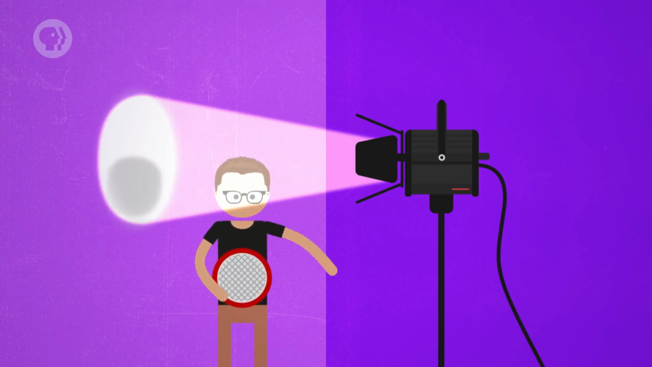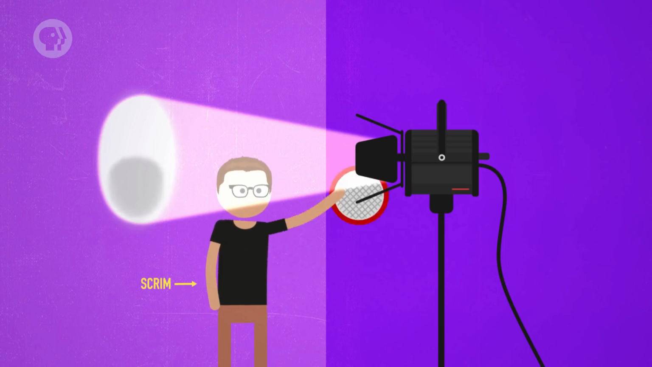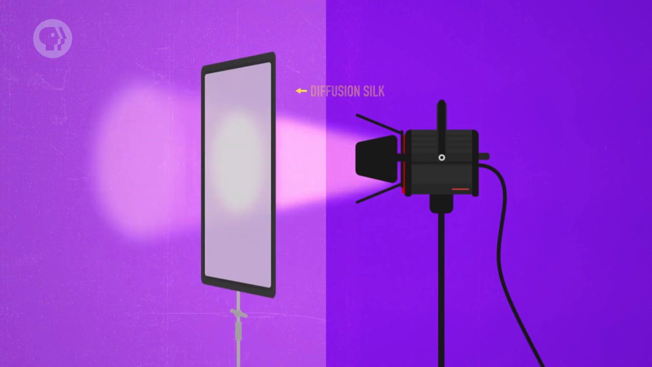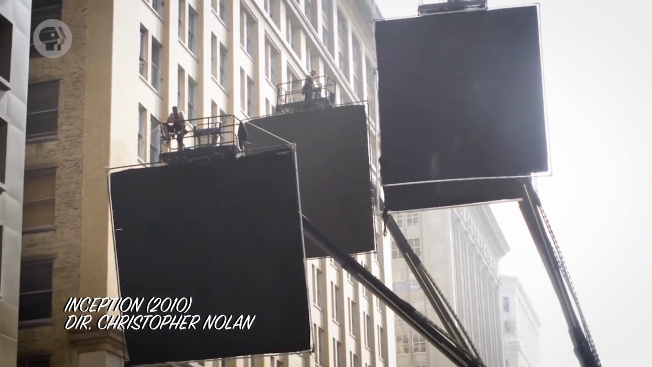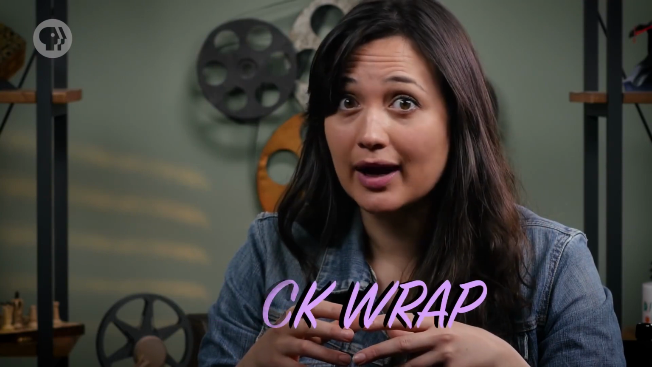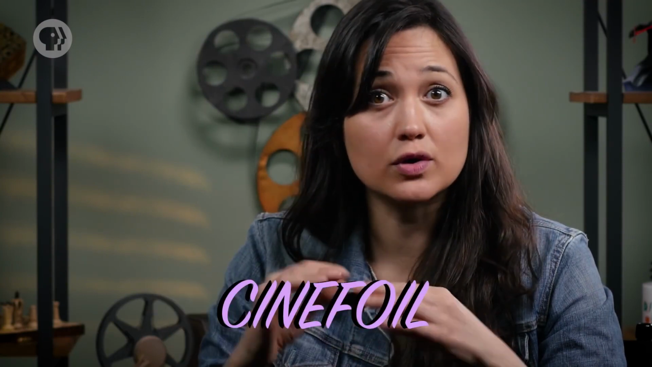On some lights, they can add screens called scrims over the lens of the light. Grips can also bring in flags called silks to put in front of large lights to diffuse them. And really big silks are used to protect an entire set from the sun for an outdoor scene. Indoors, grips can control the light in a scene by using black wrap or cinefoil to direct light or seal the windows from sunlight.